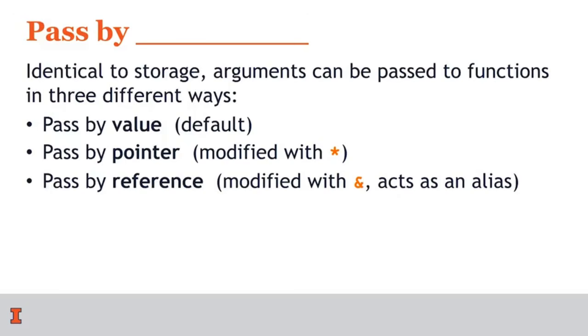And similar to three different ways of storing access to variables, we have three different ways that we can pass variables around to functions. We can pass them by value, which is the default way. We can pass them by pointer by creating a pointer that we pass along, or pass by reference, which again is modified by the ampersand and acts as an alias. It doesn't make a copy. It just makes two different variables alias the exact same memory.